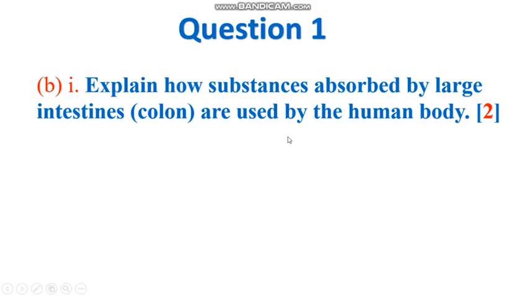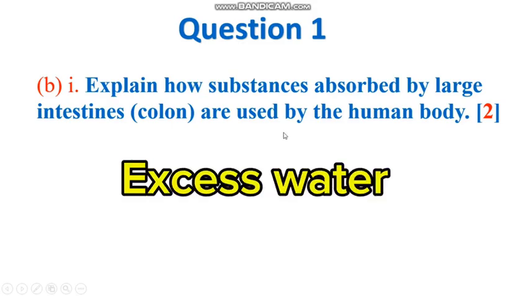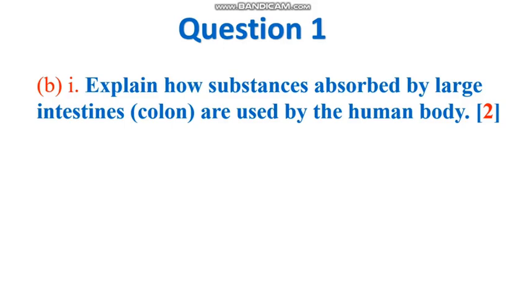So here the first thing, you need to identify the substances that are being absorbed by the large intestines. So some of the substances that are absorbed by the large intestines include fatty acids, we have bile salts, and we also have excess water. Okay, so after identifying these substances, then you need to explain a bit on each of them so that you get all these 2 marks. So the water is just used as a solvent and a transport medium for materials in the body. So when we come to the fatty acids, the fatty acids are used as energy sources by the body. Then the bile salts are used in fat digestion and absorption.